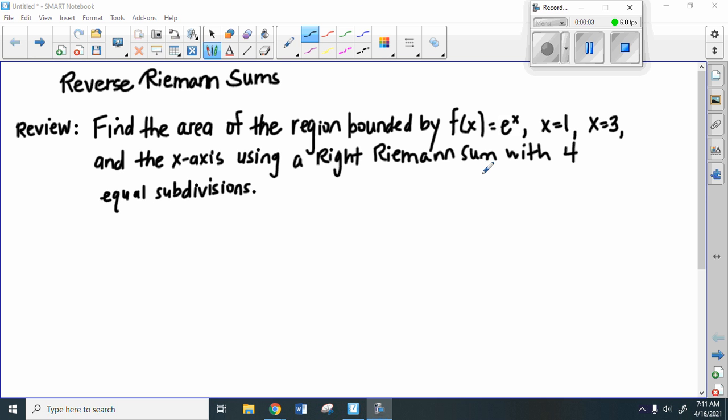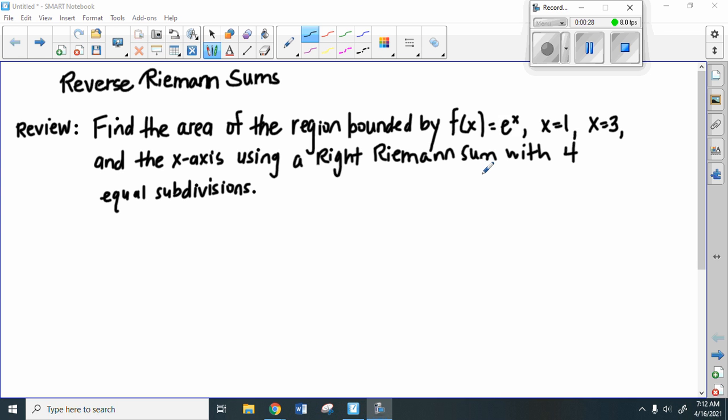Good morning. In today's lesson, we're going to look at what I call reverse Riemann sums. It's not really reverse Riemann sums, it's just Riemann sums and how they're related to definite integrals. And so we're going to start by reviewing Riemann sums, like how to find a sum, which means you're approximating the area of a region with rectangles.